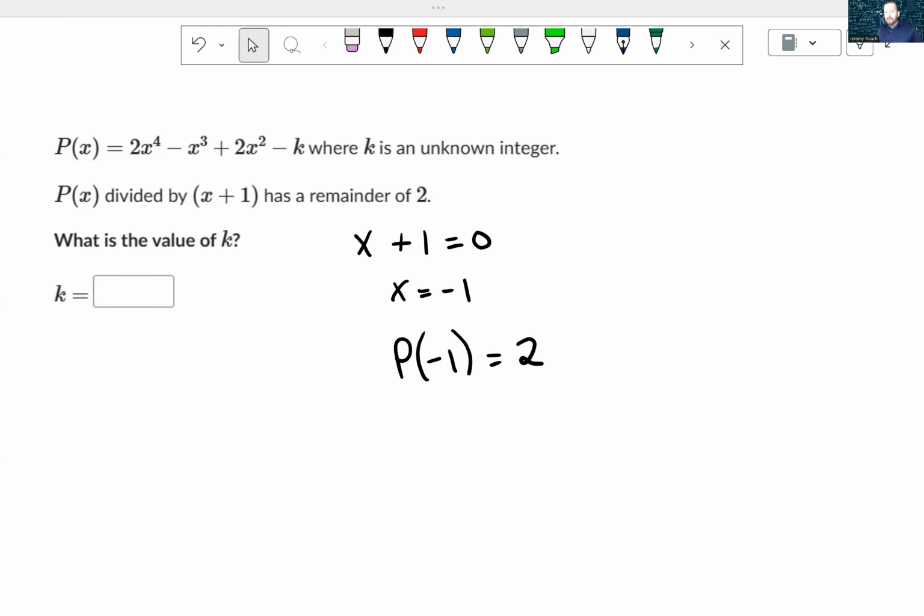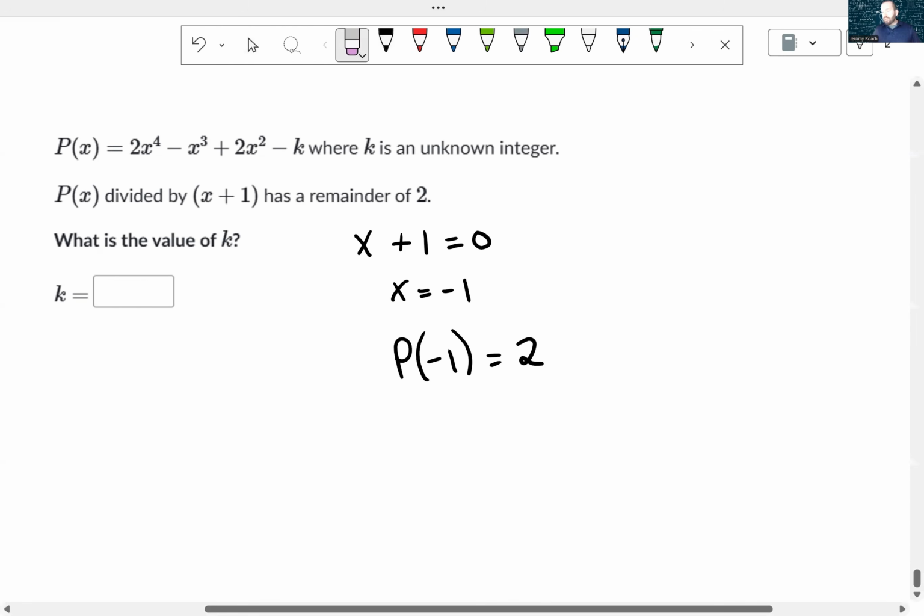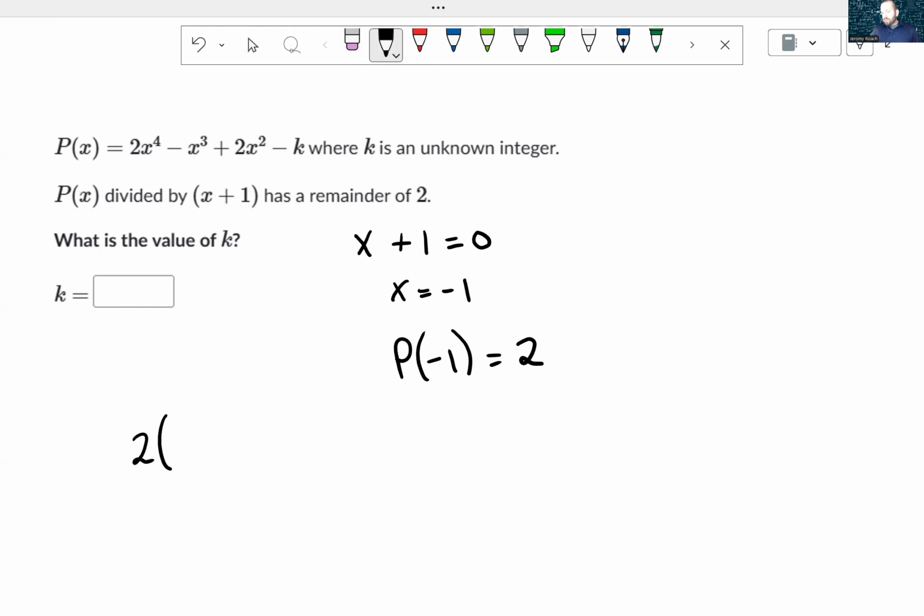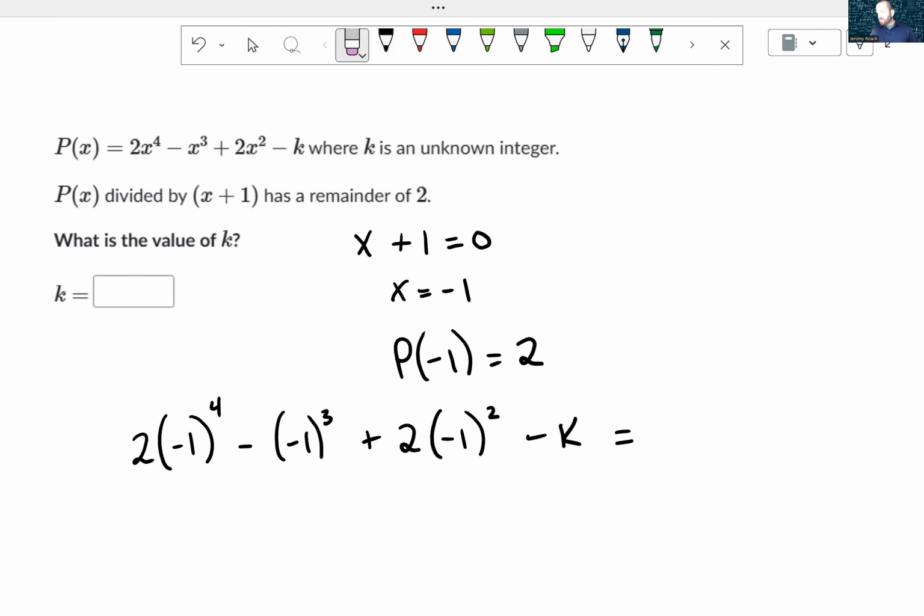And this is really a theoretical question, because many times we don't know the remainder. But here they tell us the remainder and what it's divided by. We have to find the missing value. So we're going to plug in -1 for all of our x's. So (-1) to the 4th minus (-1) to the 3rd plus 2 times (-1) squared minus k. And we're going to set all that equal to our remainder, which is 2.